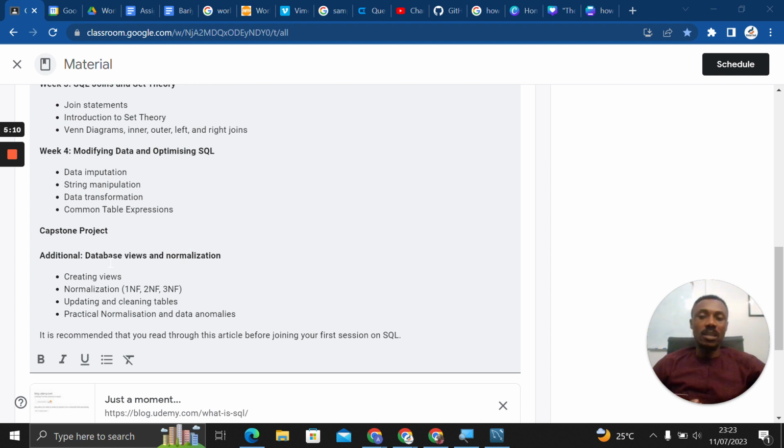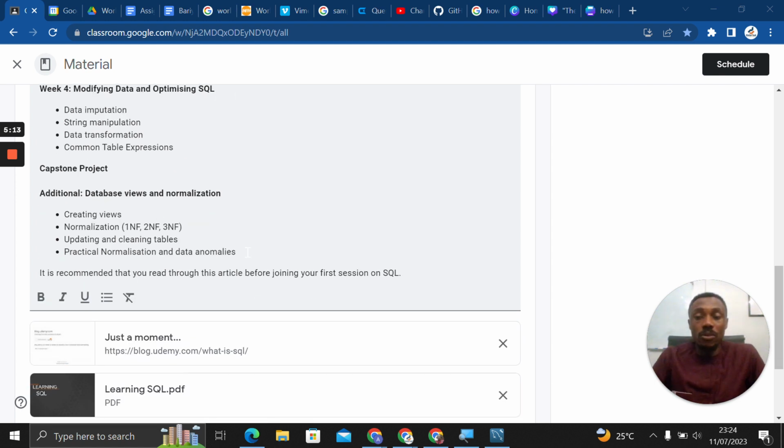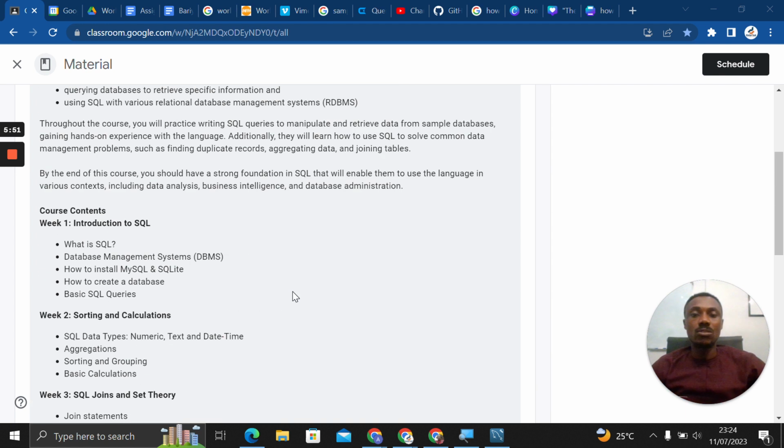These are the additional aspects of SQL, that is, database views and normalization. They will be taught at the advanced level because we are going to start the advanced class of data analytics by the end of this training. Those of you who are interested can sign up for the advanced class. We touch on creating views, another beautiful concept. Then we'll discuss the idea of normalization, a very important concept for a SQL expert, along with updating and cleaning tables, practical normalization, and data anomalies. These and more are things you should expect throughout this course.